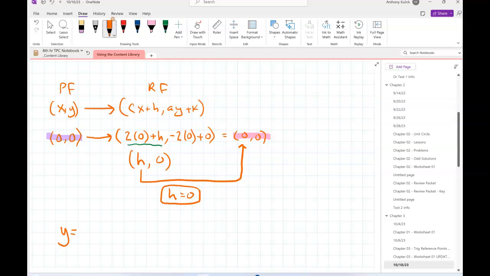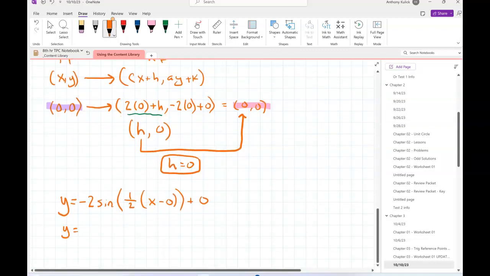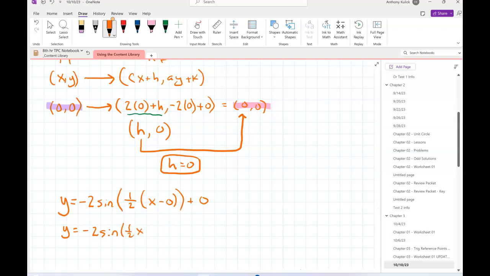So I'm going to write y equals a, which was negative 2, sine 1 over c, which was 2, x minus h, which is 0, plus k, which is 0. So if I simplify this down, my function should just be y equals negative 2 sine of 1/2 x. That's an answer.